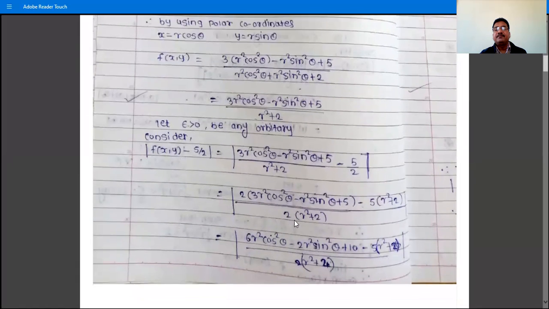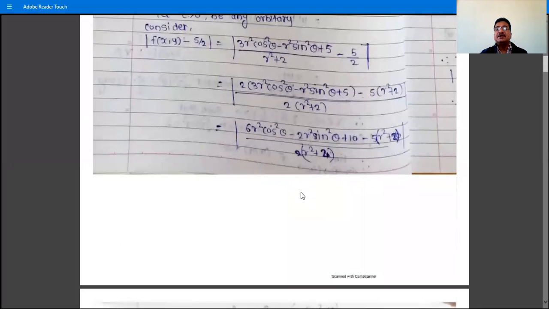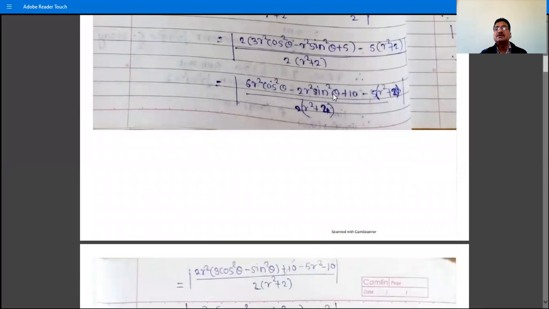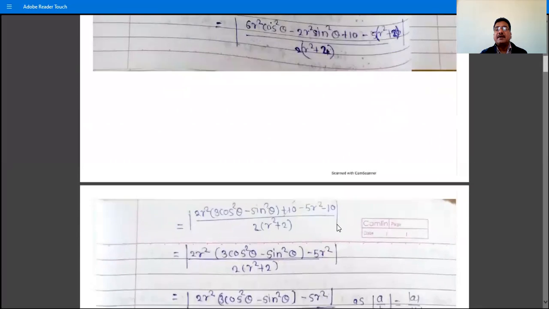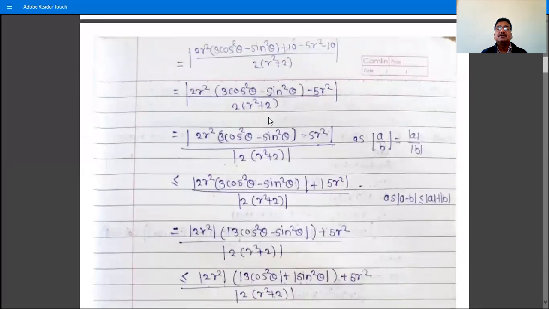Minus 5 by 2. So what do we have? We have the LCM 2 into r square plus 2. So this is into 2 minus 5 into r square plus 2. And then the simplification is 6 r square cos square theta minus 2 r square sin square theta plus 10 minus 5 r square minus 10. Minus 10 and plus 10 get cancelled. So we have this numerator divided by 2 r square plus 2.